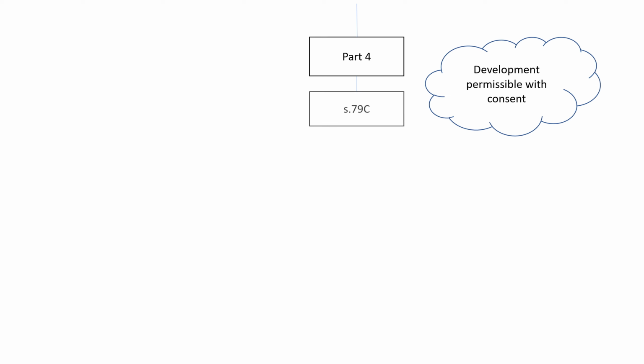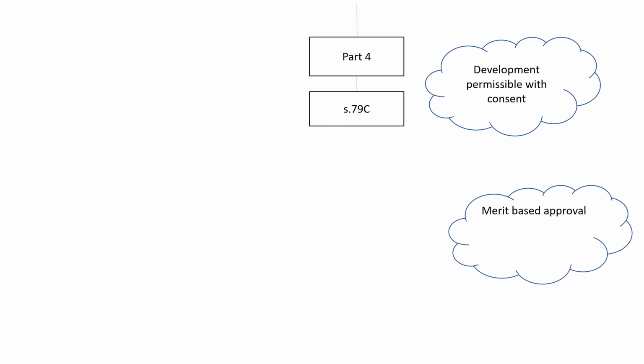Under Part 4 there are two streams of development, either state significant development or local development. Both streams are subjected to Section 79C of the Act, which is a merit-based approval. What that means is a decision maker will weigh up the social, economic and environmental impacts when determining whether to grant an approval or not.